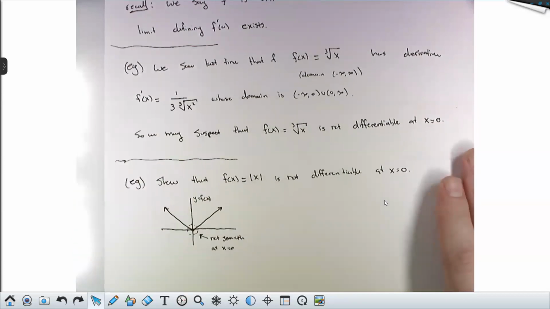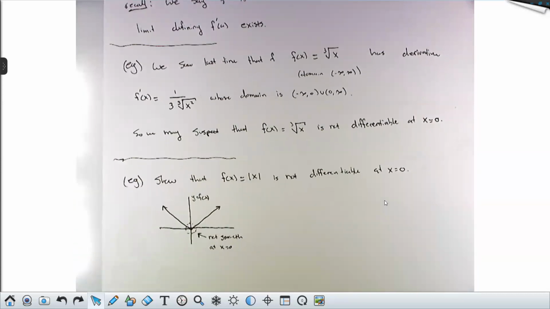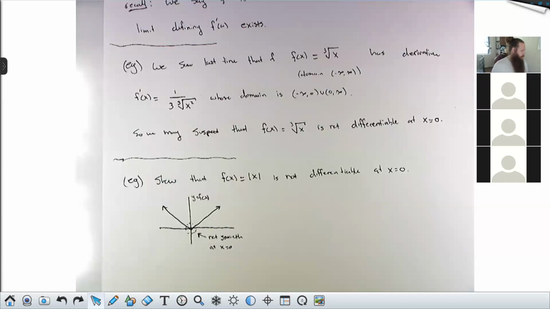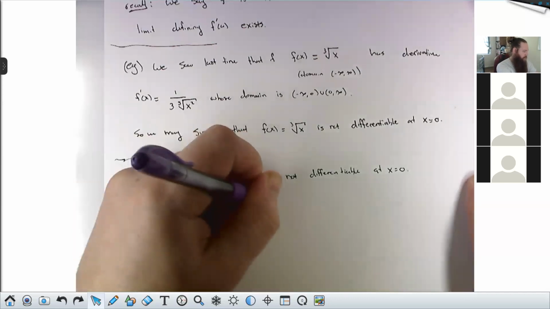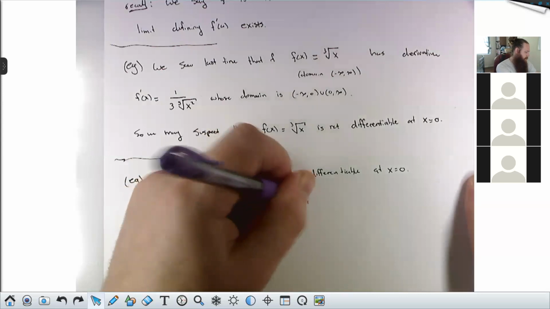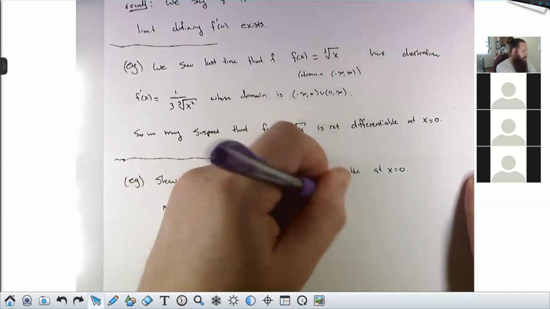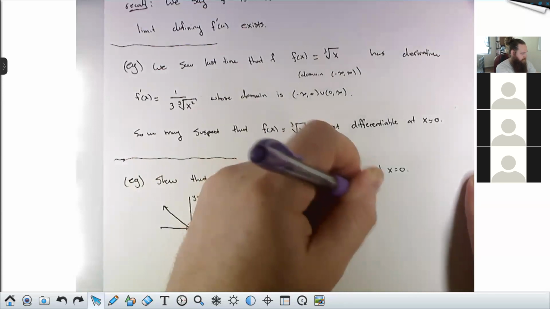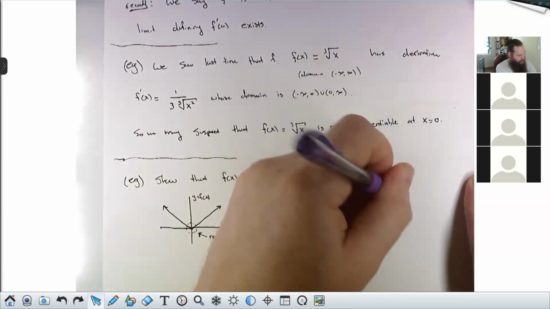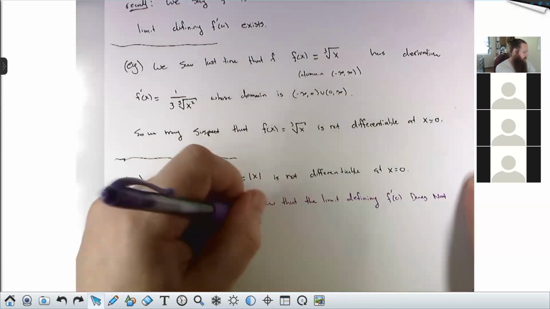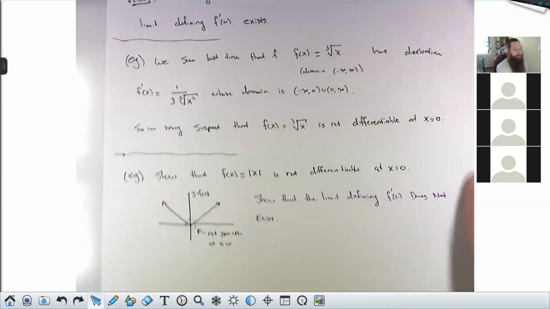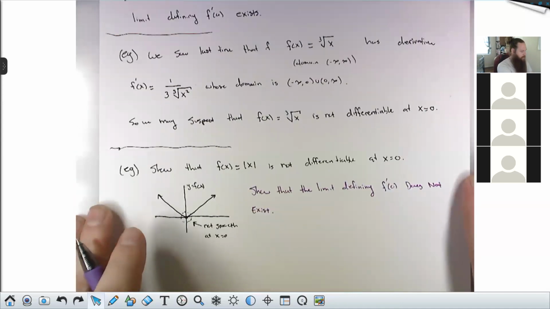So that's what leads us to suspect that this function is not differentiable at 0. But if you want to really show or prove that this function is not differentiable at x equals 0, we've got some work to do. Right? So what do I need to do? I need to show that the limit defining f prime of 0 does not exist. That's the task that's set before us here.